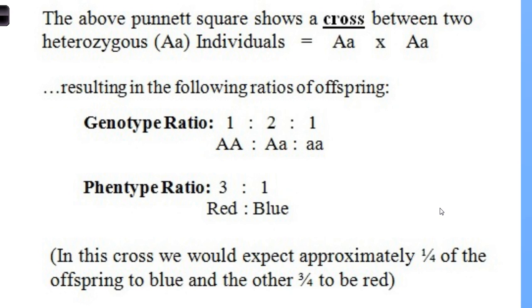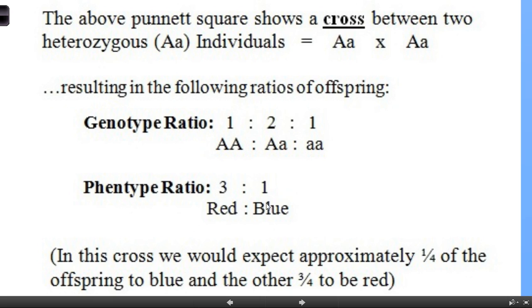So if you had these two birds and they started producing babies, it's always up to chance, but probability would predict that approximately a quarter of the offspring would be blue and 3/4 would be red. So 3 out of the 4 would be red and 1 out of the 4 would be blue.